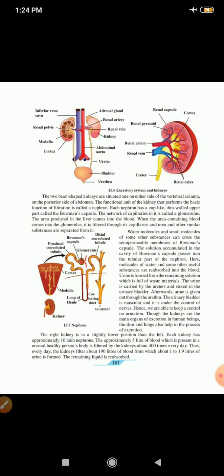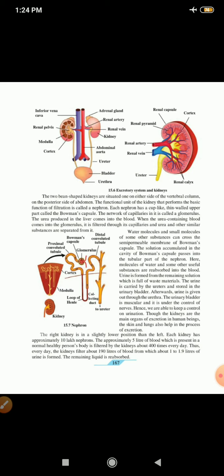Though the kidneys are the main organs of excretion, in human beings the skin and lungs also help in the process of excretion. Underline that. Skin, because in summer we perspire, we sweat a lot. And lungs also, where water vapor is given out when you breathe.